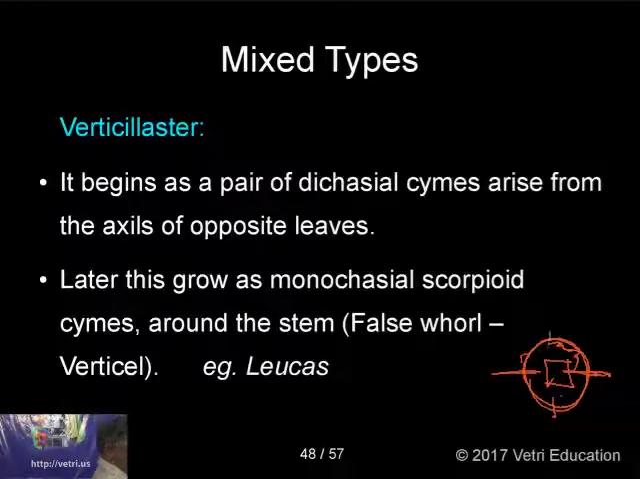It is one group. So, two groups completely cover. The cover is called the verticel. Since two groups come together and completely cover the node, it is a verticillate inflorescence.